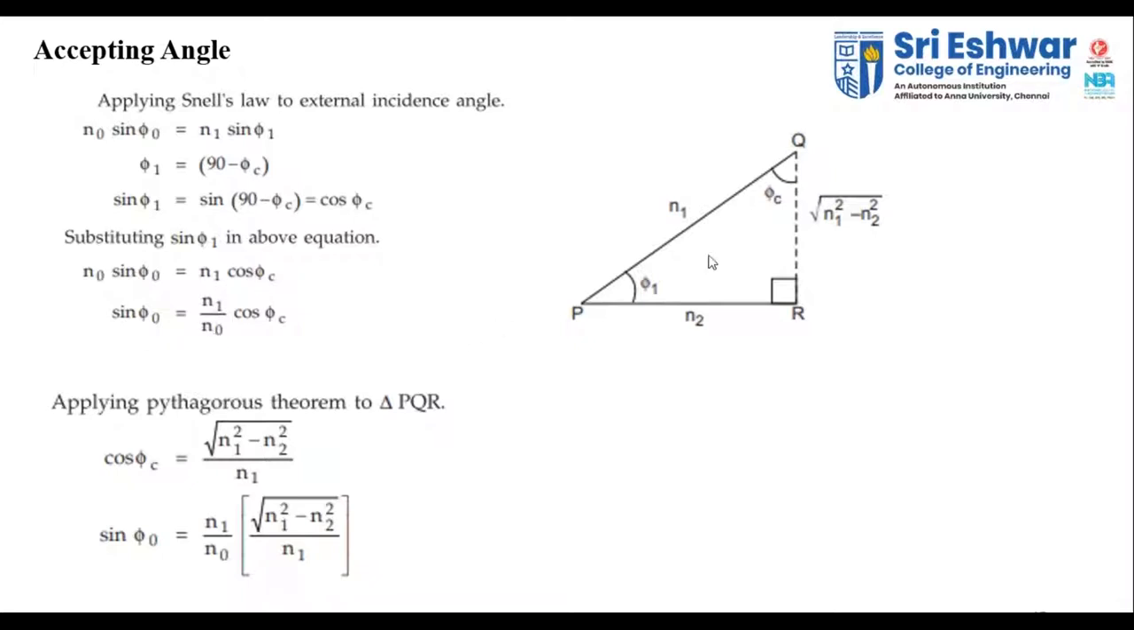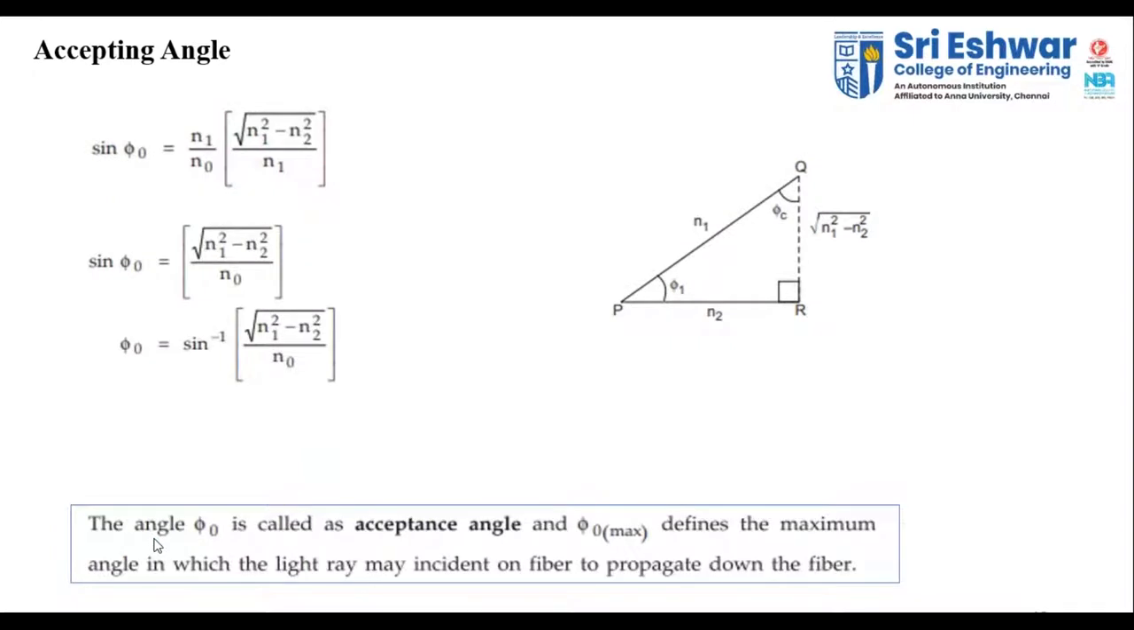In this equation, cos phi c is nothing but the square root of n1 squared minus n2 squared, divided by n1. Substitute here, n1 cancels, and that gives your sin phi naught. This phi naught is nothing but your accepting angle. This phi naught is considered as your accepting angle.